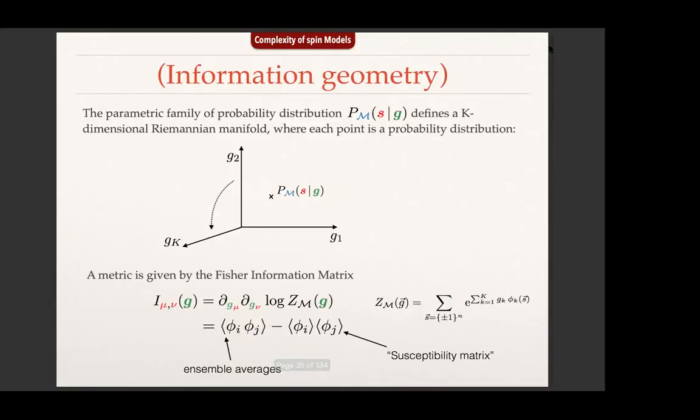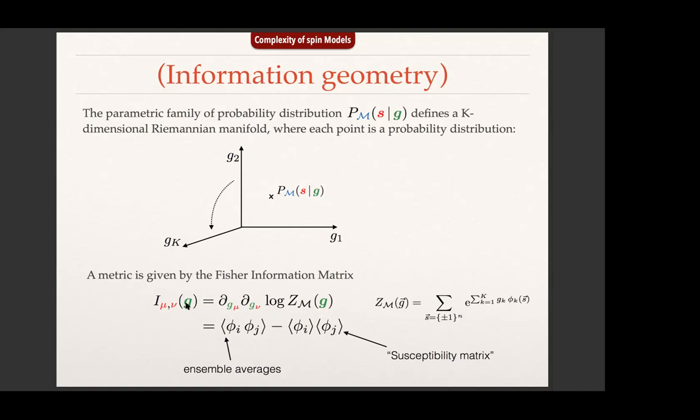If I were to do a small information geometry break: when you decide for a model, a skeleton, you have a parametric family of probability distributions. This defines a k-dimensional Riemannian manifold, where k is the number of parameters of your model. In this manifold, each point is a probability distribution. On your axis here, you have the parameters; this is parameter space. And the natural metric for this manifold is given by the Fisher information matrix.